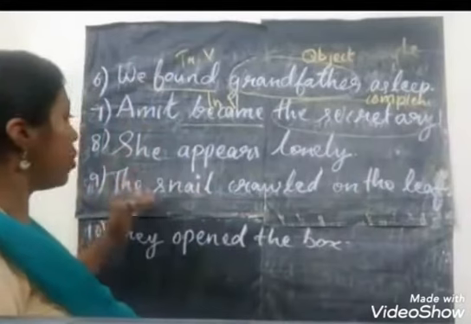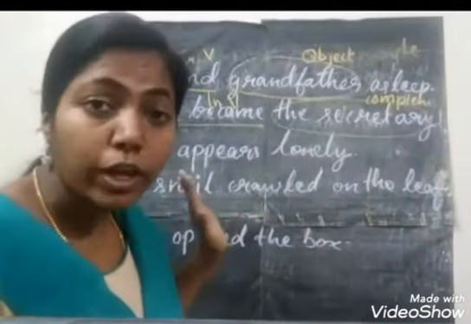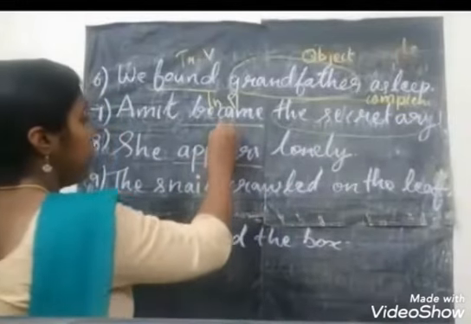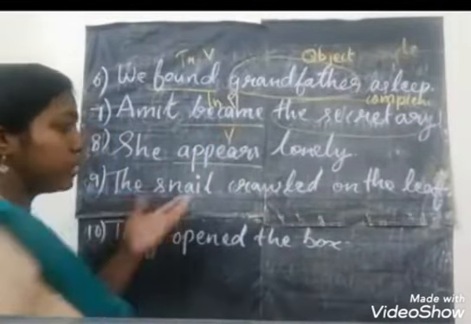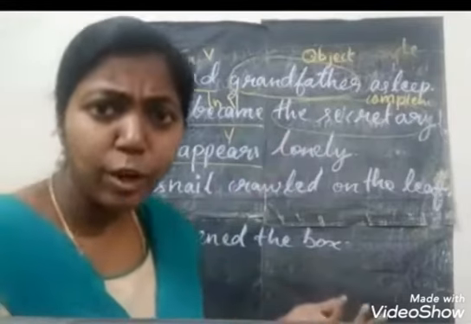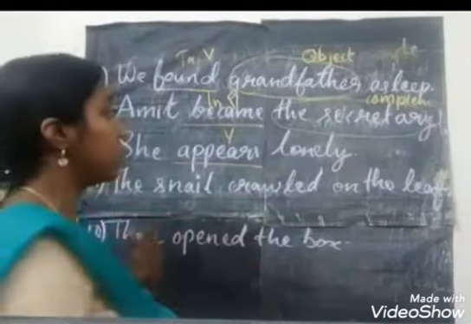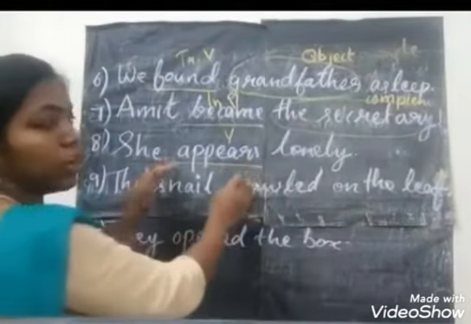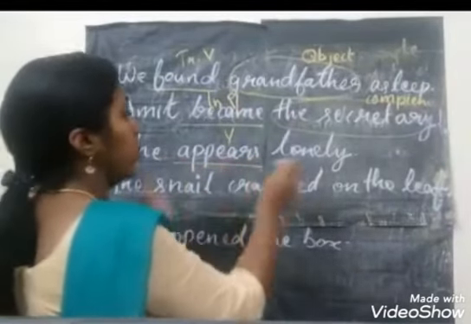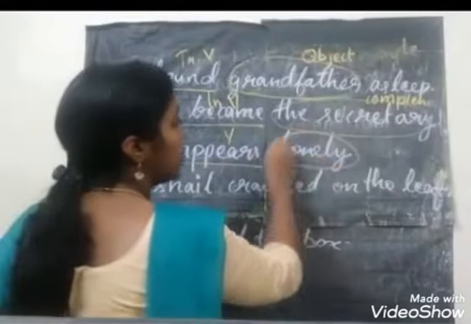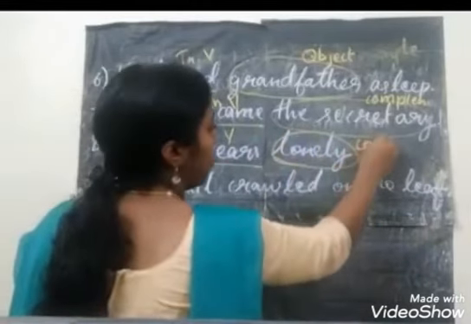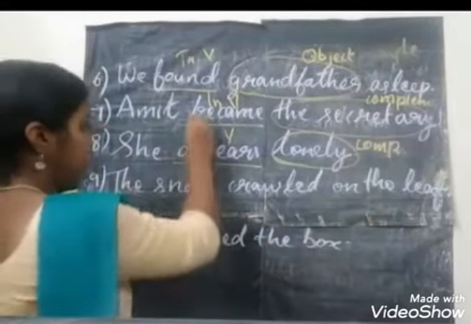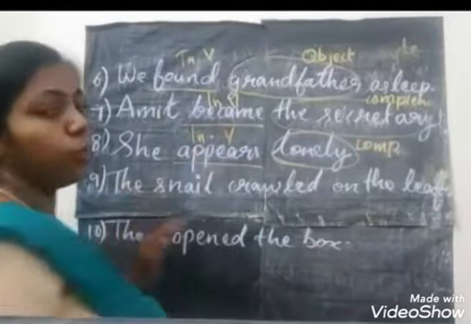Now, next one: she appears lonely. Here, which is the verb? Yes, appears is the verb. And lonely, is it an object? No, of course, it's a complement of this verb. "She appears" cannot stand on its own. She appears lonely. So here lonely is what? Yes, complement of the verb, and the word appears is an intransitive verb.